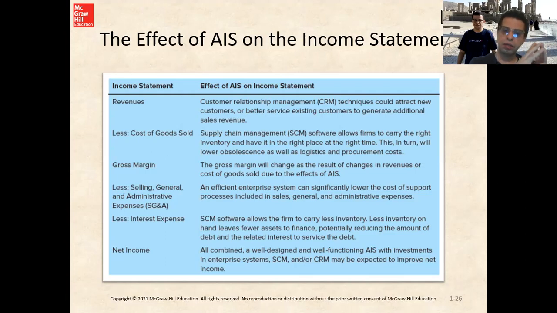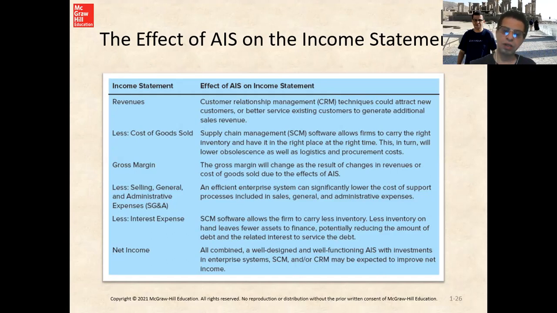In the income statement, you can also see cost of goods sold, or COGS. You do it through supply chain management and AIS. Supply chain management software allows the firm to carry the right inventories and have them in the right place at the right time. This in turn will lower obsolescence as well as logistics and procurement costs. And then you have the gross margin, which will change as a result of changing the revenues or cost of goods sold due to the effect of AIS.